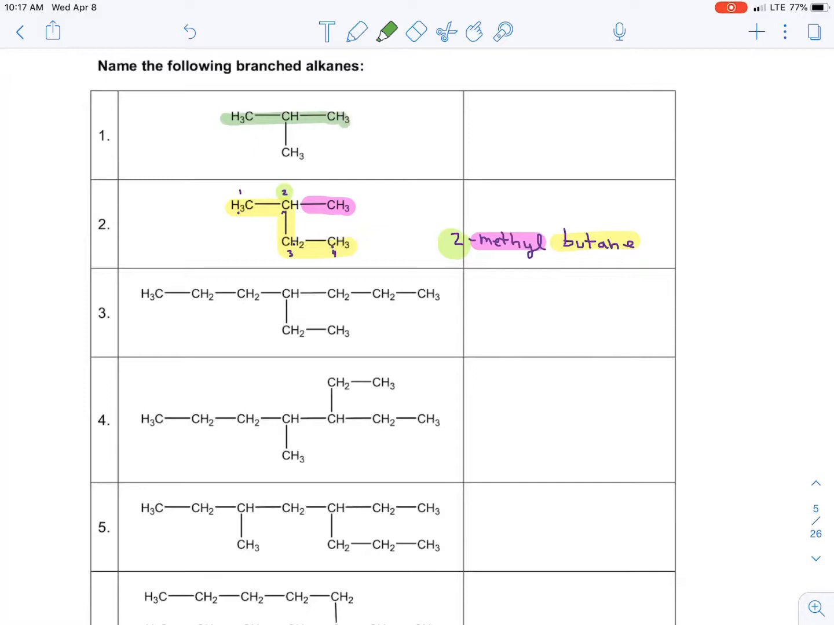Longest chain, right? We could have drawn that the other way, but I did the simplest way. Longest chain, we have 1, 2, 3, 4, 5, 6, 7. 1, 2, 3, 4, 5, 6. So the straight line in this case was the longest chain. And so what we have is a chain of 7. That is right in the middle, right? So if it's right in the middle, we can start numbering from either side. 3, 4, 5, 6, 7.